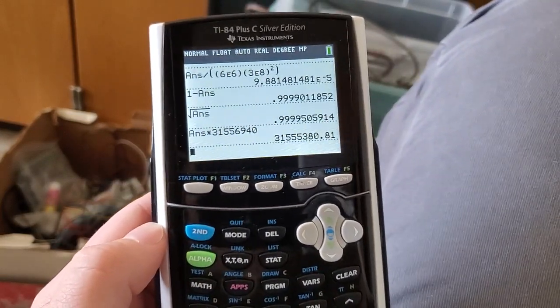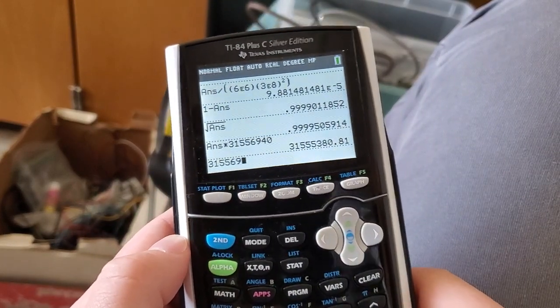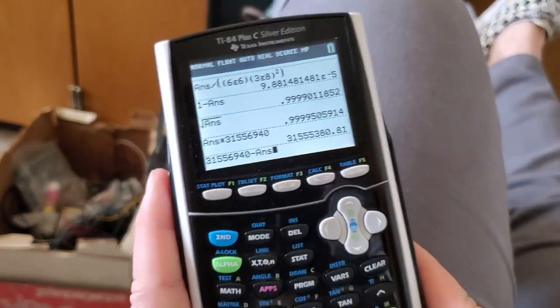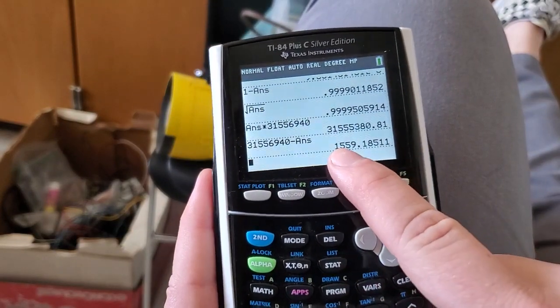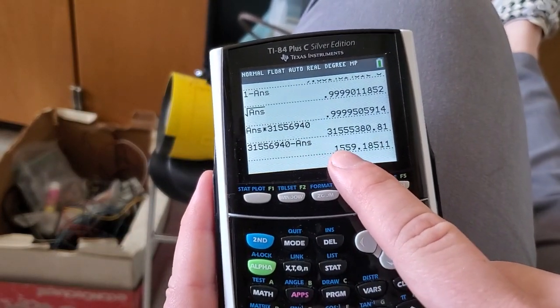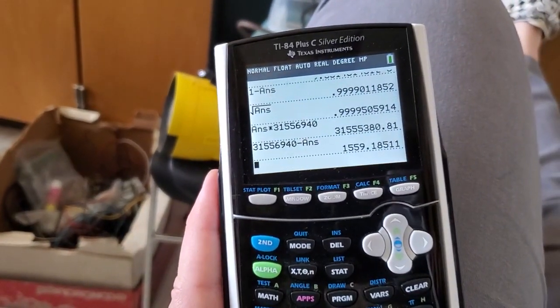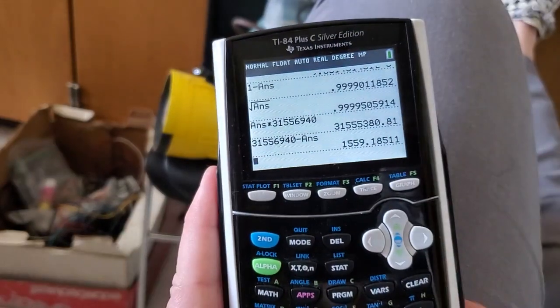Now, if you want to know the difference of that, what you'll usually do is type in 31556,940 minus the answer you got. And this will show you how many seconds less you spent in that gravitational field than you would have spent if you were outside of it. I hope that makes sense. So that's how you would solve those types of problems.